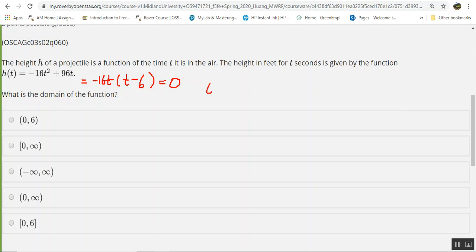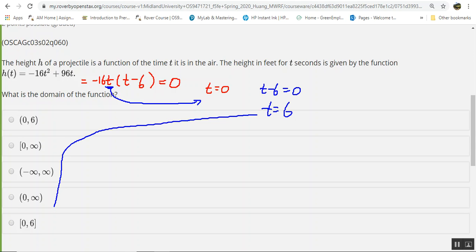So in this case, t equals 0, that's coming from right here. So this t equals 0, right? Or t minus 6 equals 0, this gives you t equals 6. Okay, that's how we get to this point.